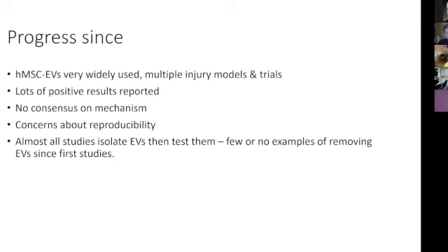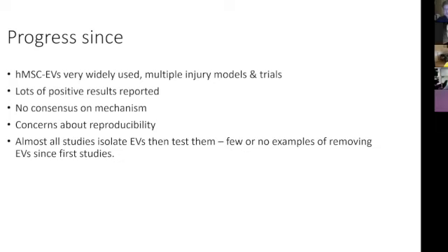However, my reading of the field, and I understand that this may be partly a matter of opinion, is that there's no consensus on mechanism. Pretty much every lab will find something different inside the MSC-EVs that is doing something. Some labs say it's this microRNA, some labs say it's that microRNA, some say it's protein complementation. And I've noticed as well that there has started to be some mention in the literature of concerns about reproducibility.